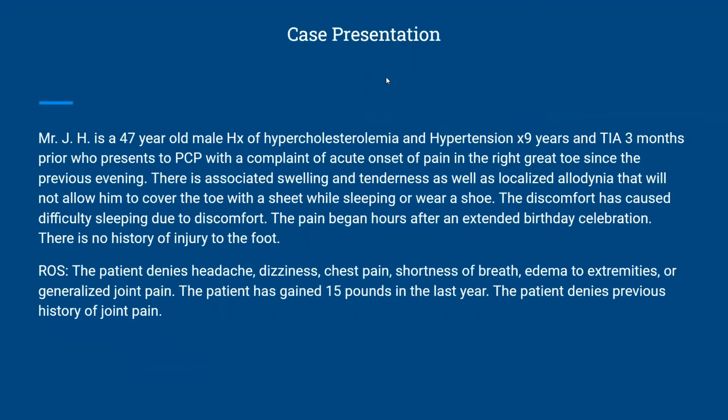So case presentation, we have to talk about the gentleman that we're going to be taking care of today. This is Mr. JH, 47-year-old male, history of hypercholesterolemia, hypertension. Note the hypercholesterolemia, that's a big deal. And then TIA 3 months prior.